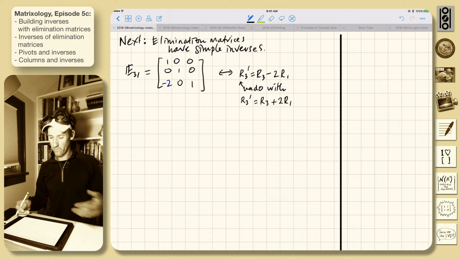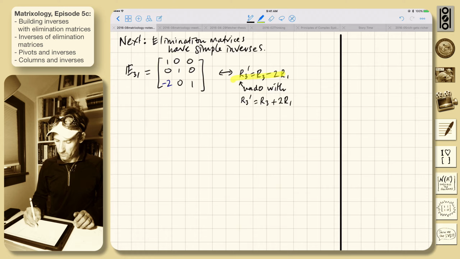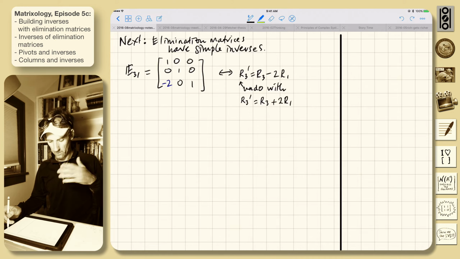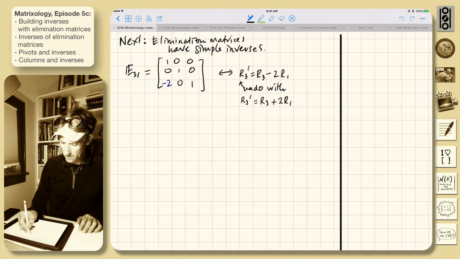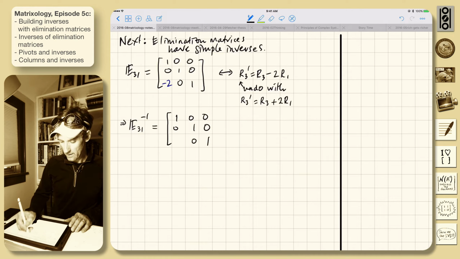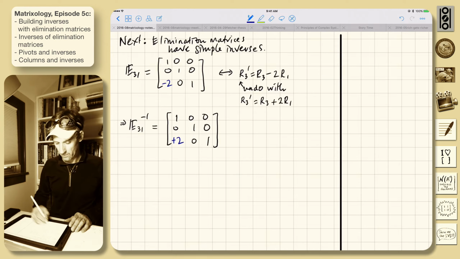Right, and the primes, so if we did this, and then we did this row operation, then this row operation will undo the thing. So E3,1 to the minus 1, the inverse of it, this is a pretty big deal, is equal to the identity, 1 0 0, 0 1 0, 0 0 1. It all looks the same, and then there's just plus 2 here. We just swap the sign.